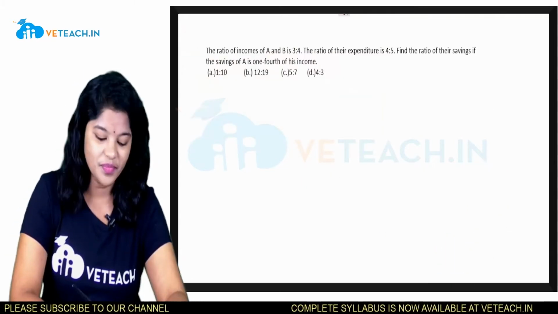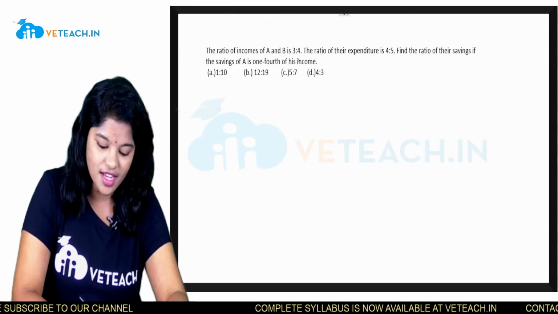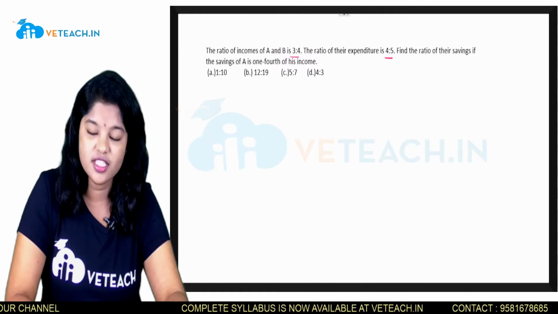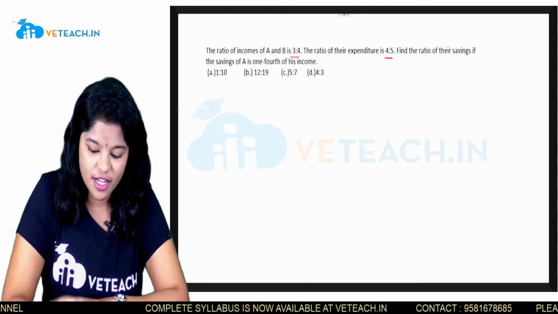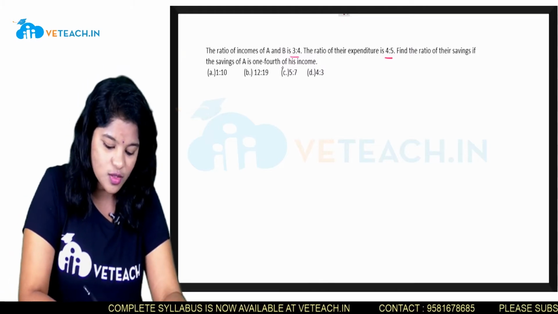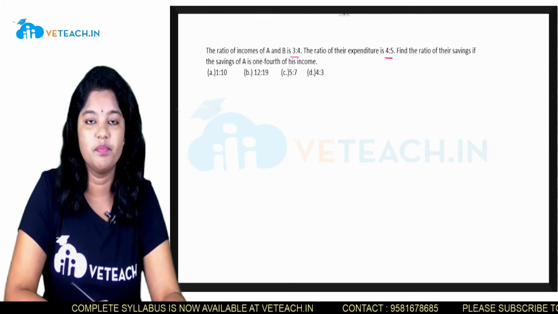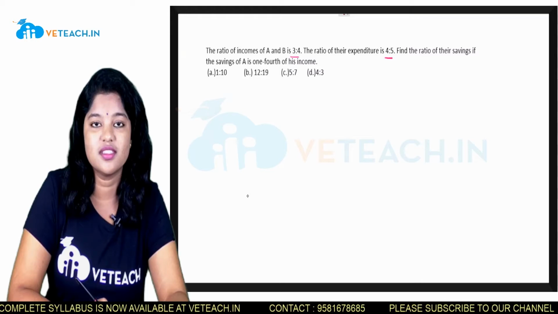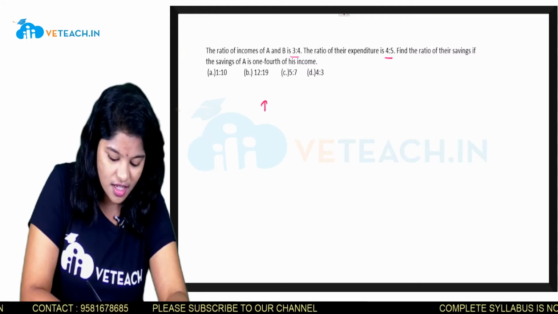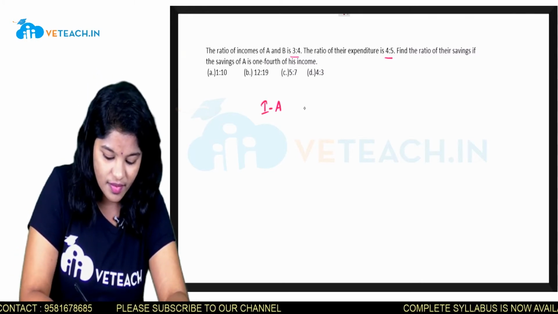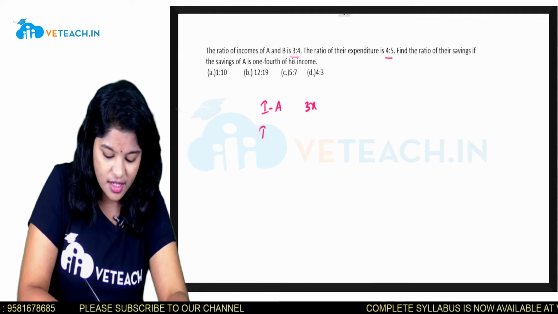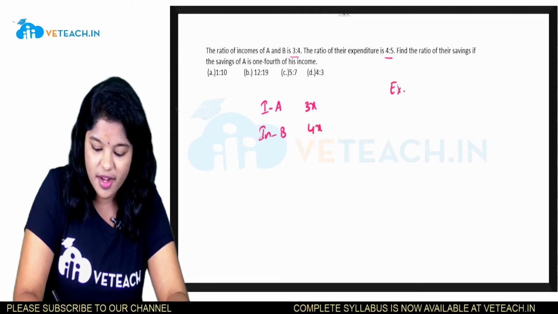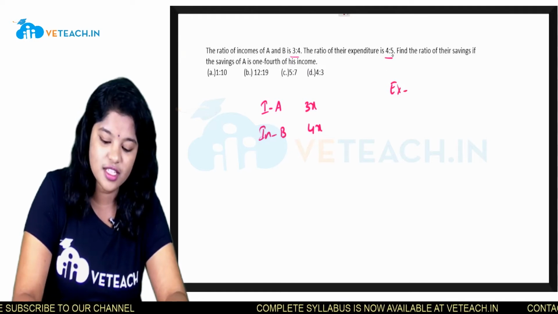See the next question. The incomes of A and B are in the ratio of 3:4. The ratio of their expenditure is 4:5. Find the ratio of their savings if the savings of A is 1/4 of his income. So first they have given the incomes of A is to B is 3:4. So let us take the income of A will be 3x and income of B will be 4x. Similarly, expenditure of A is to B is given as 4:5.